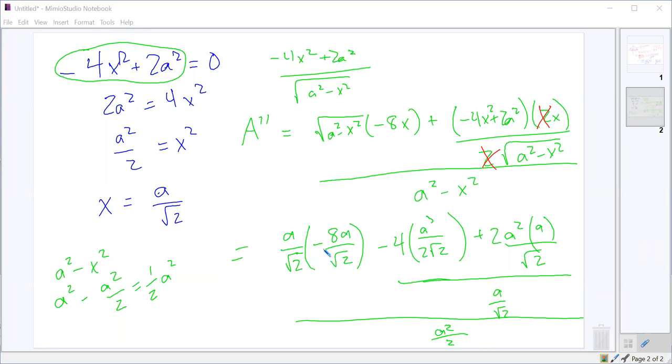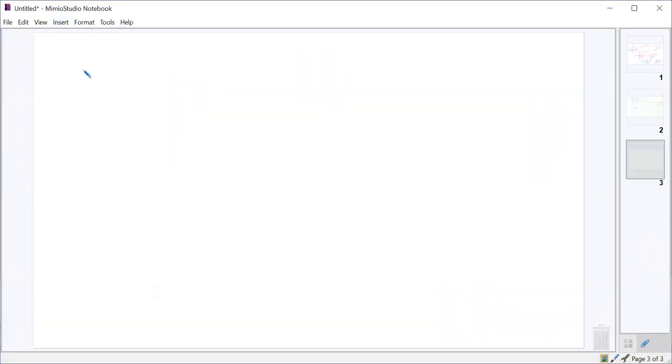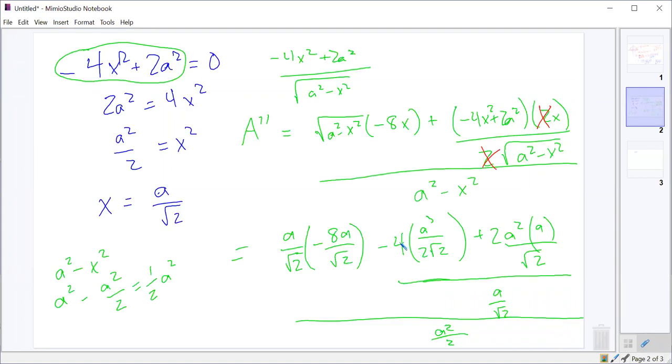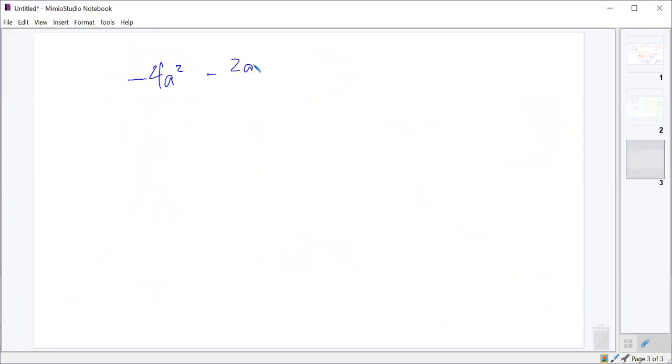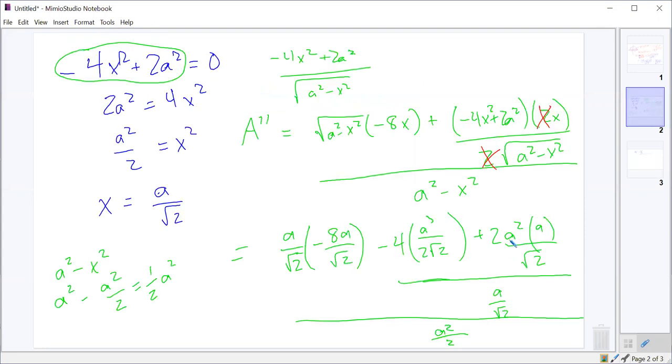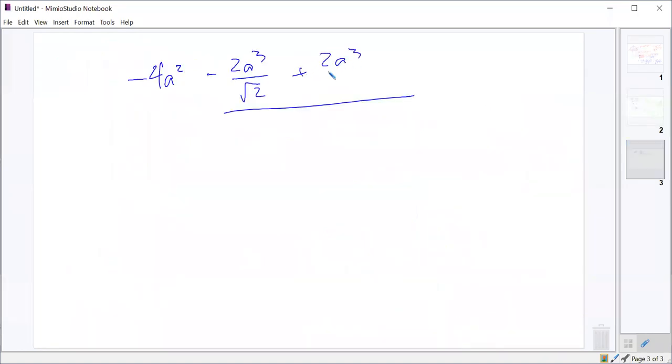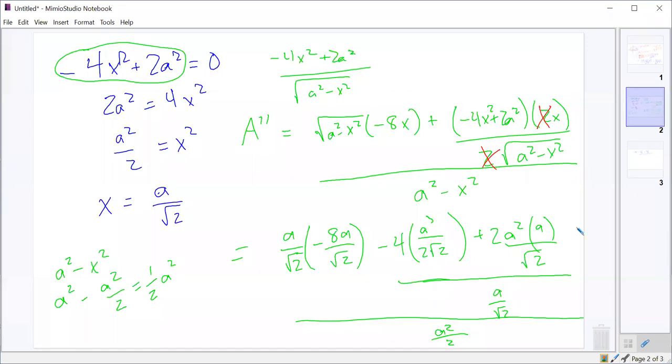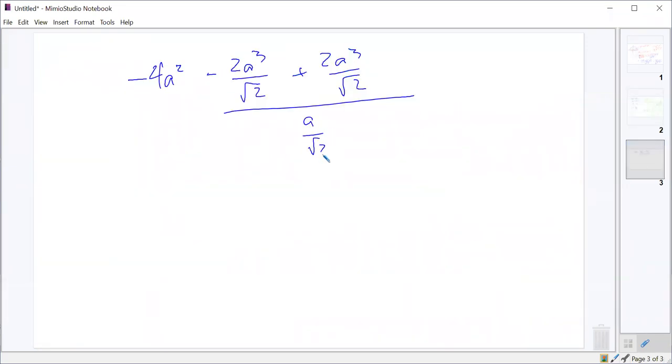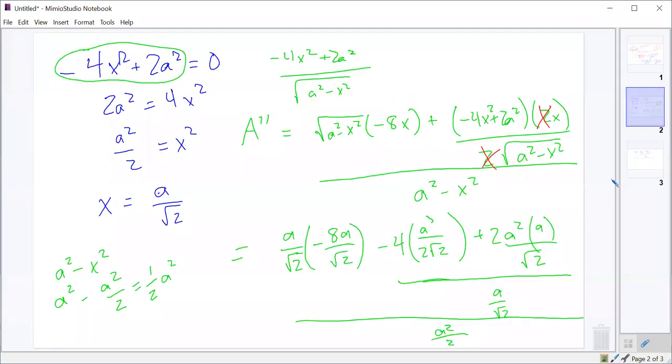So I'm going to take this a little slow here. We got negative 8a squared in the numerator over 2, which should be negative 4a squared. I'll give ourselves a new page for that. We've got negative 4a squared. And then here we've got minus, let's see, the 4 over the 2 cancels, right? So that's 2a cubed over root 2. So minus 2a cubed over root 2, and keeping in mind that's all going to be over this a over root 2 still. And then this one is 2a cubed over root 2, so plus 2a cubed over root 2. And then down there in the denominator, we had an a over root 2, and that's all still over a squared over 2.